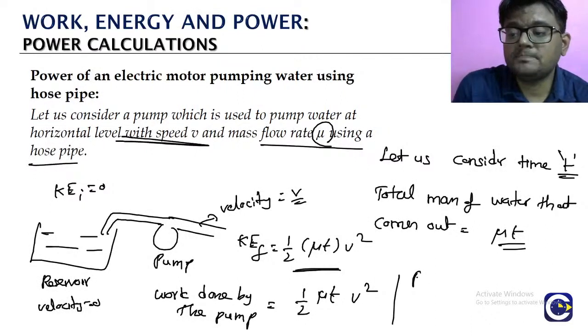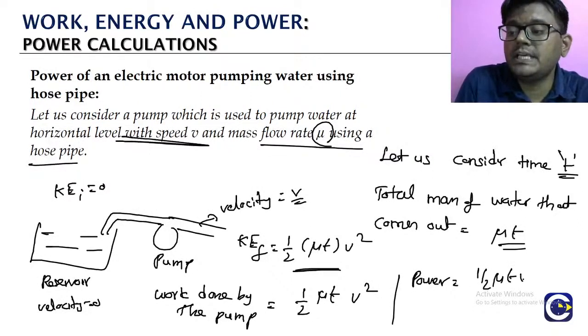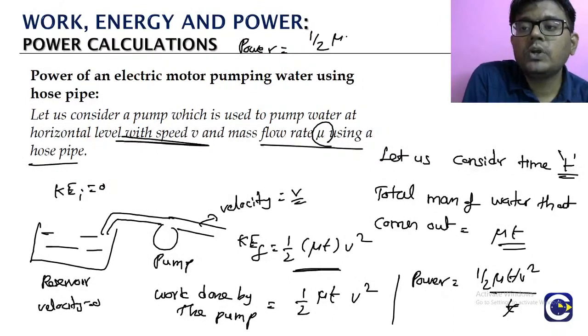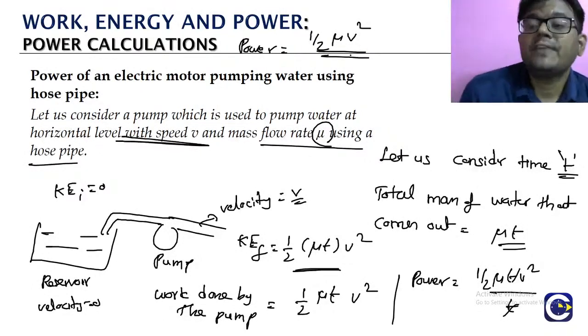Power means what? Work done by the time taken, which is half mu t v square by the time. That's it, we get the answer. This is the power, and this is also the output power. What is the output power? Half into mu into V square.